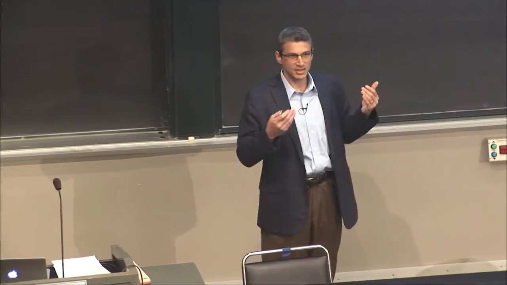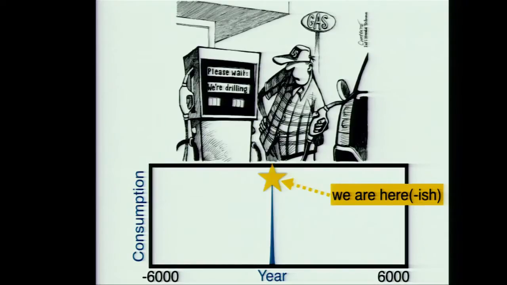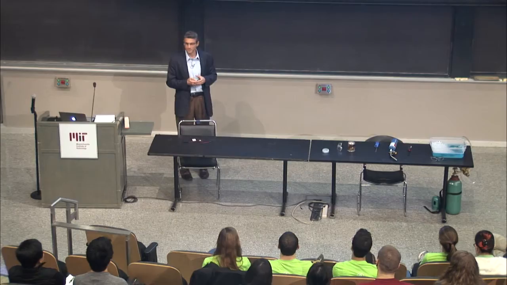But I also like to take the longer view, which is if you zoom out of this by, say, 10,000 years or so, and you look at this, it's actually just a blip, right? It's really just a blip. And so, before the blip, we had muscle and firewood. What are we going to do after the blip? I think these are really important questions to ask ourselves. How are we going to supply the world's energy, both in the short term and in the long term?